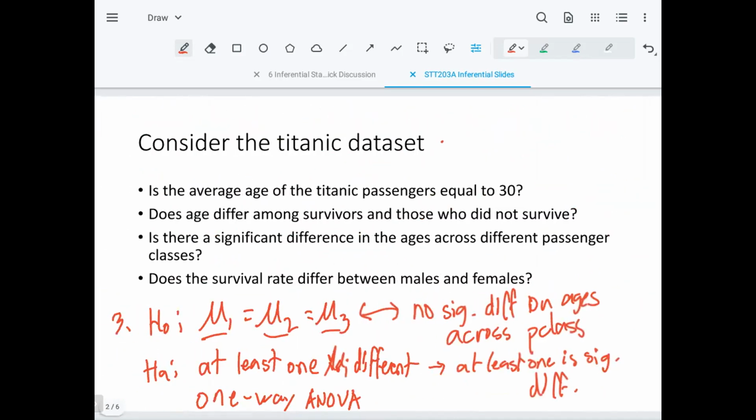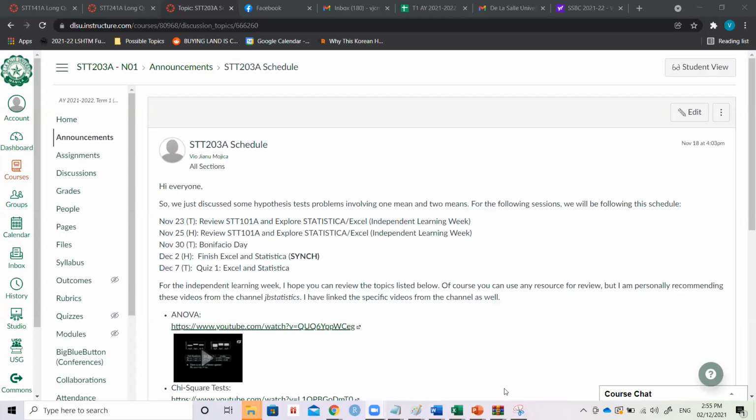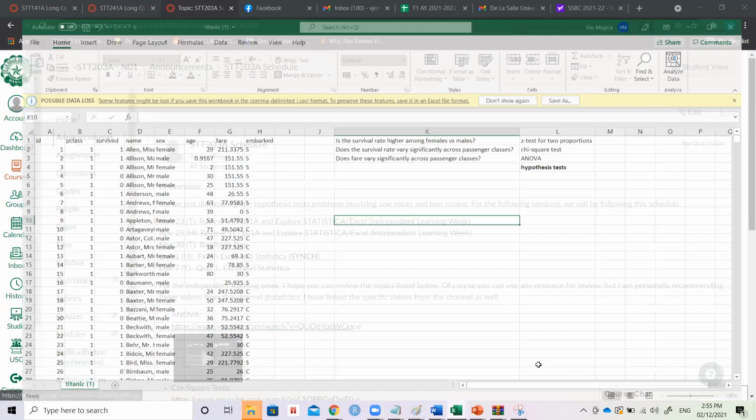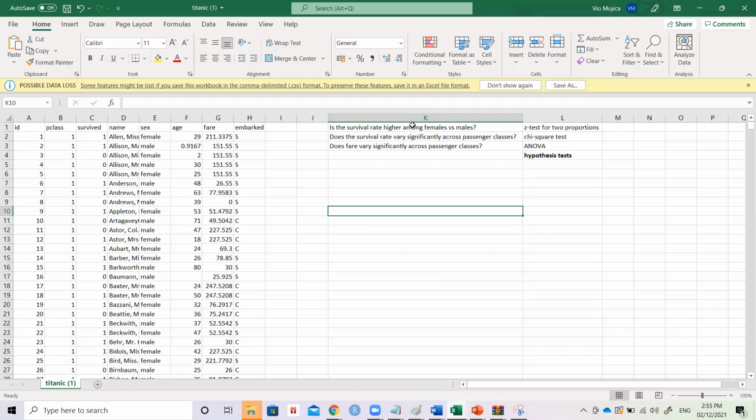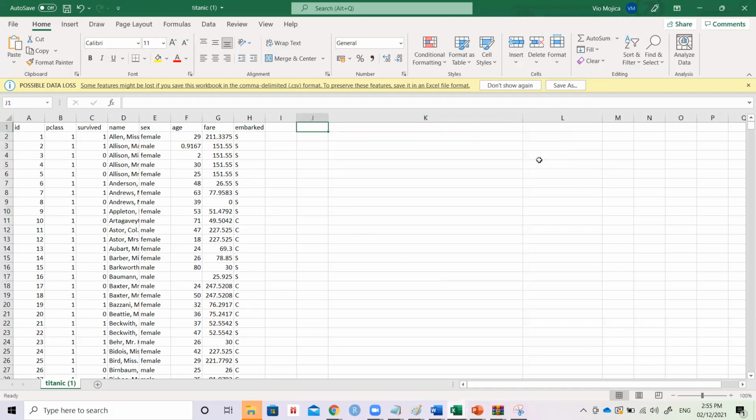Okay. So, balik lang ako sa laptop saglit. Ayan. So we have the Titanic dataset. Ano yung question sa number 3? Wait lang. Is there a significant difference in ages across different passenger classes? Is there a significant difference in ages across P class na lang?